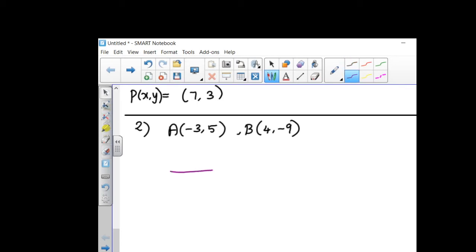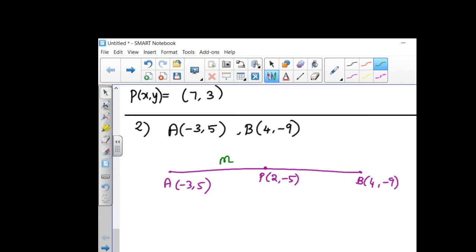See this, listen. This is the line. This is A, then this is B. We don't know the ratio. The A point is minus 3, 5 and the B point is 4, minus 9. Then the P point is also given, that is P point is 2, minus 5. Now we are going to find the m value and n value. What ratio, we don't know, that only we are going to find. M is to n we are going to find.